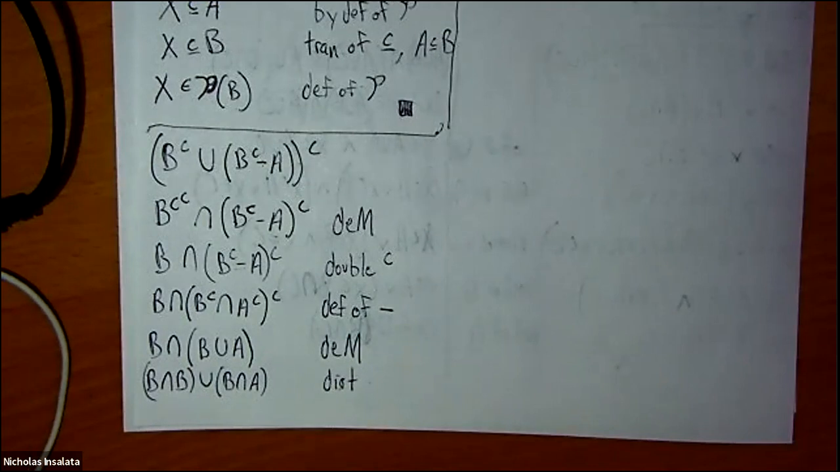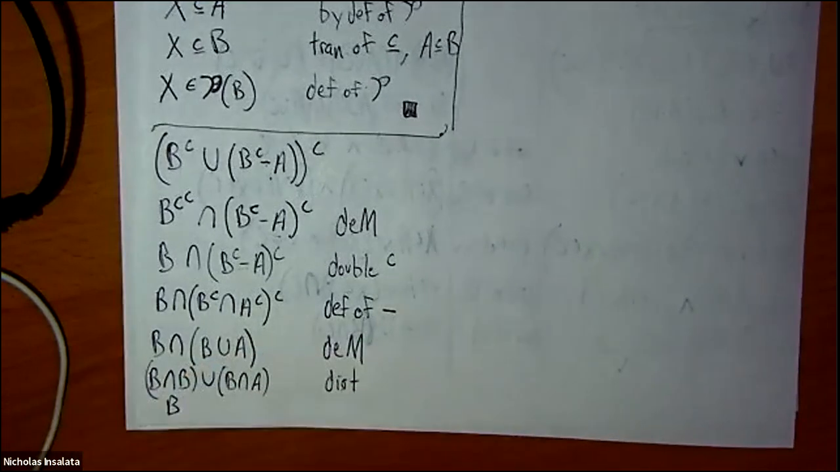Then I can do absorption. Or should I have done absorption? Okay, so this one's just B. B intersect B is just equal to B. So what's B union B intersect A?